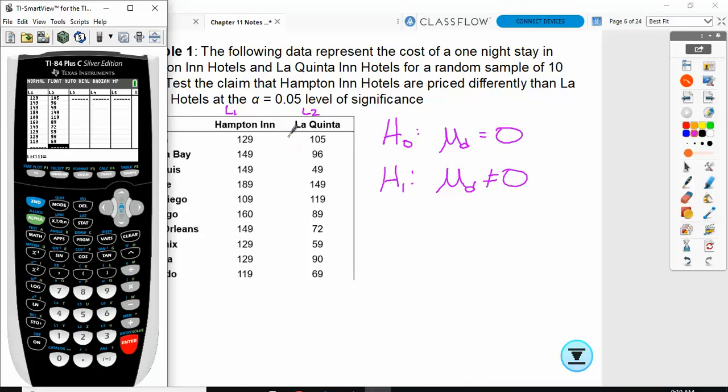Now we can do it all by hand. We can say, okay, 129 minus 105, and then we're going to put these in L3. The easier option is go up on top of your L3. So I have L3 highlighted, and you notice at the bottom it says L3 equals. I'm going to make it L1, so if you hit second and 1, that's L1, minus L2, so second number 2. If you hit enter, it will automatically subtract all of those for you, and you don't have to go through and find all the differences yourself.